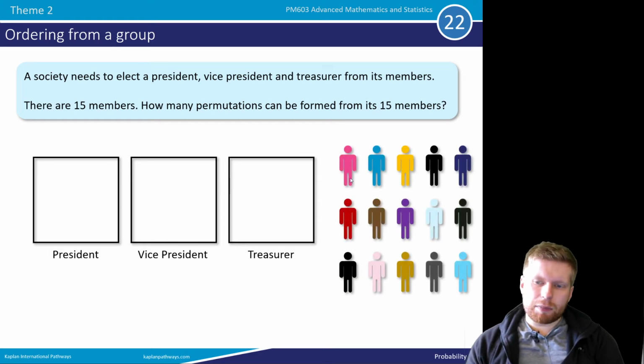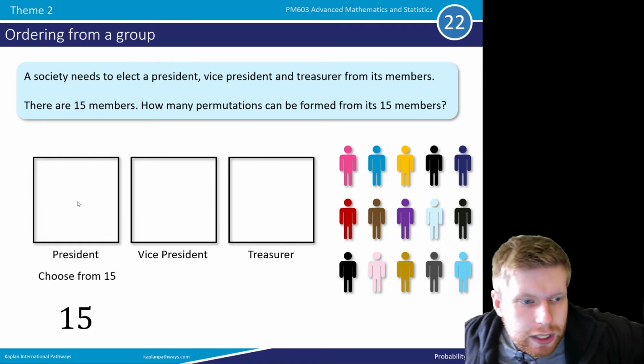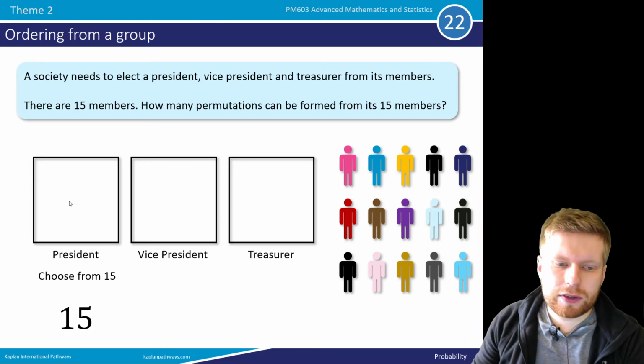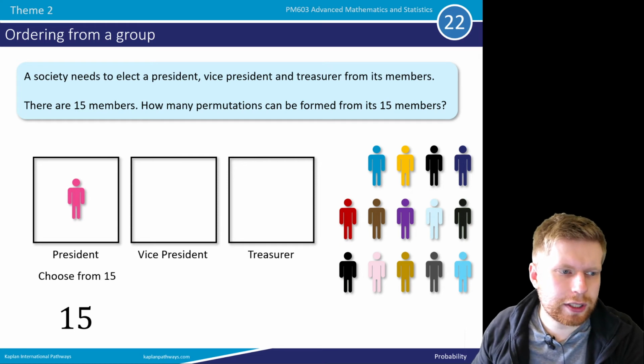Well, would you be happy? Here's my 15 members over here. There are 15 different possible members to choose from to go in the president's position, because we haven't chosen anybody yet. Okay, so there's 15 people that can go there. So let's just choose someone. Let's suppose the pink person goes in there.